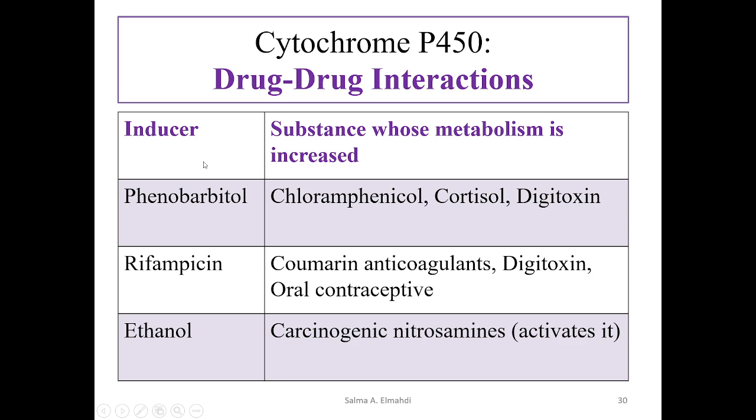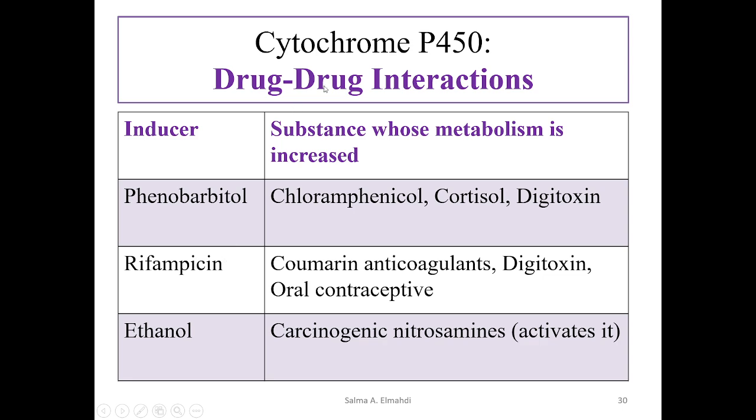Inducers of cytochrome P450 include, for example, phenytoin, which will induce cytochrome P450, and this will increase metabolism, for example, of chloramphenicol, an antibiotic, cortisol, and digoxin, a drug used in heart failure. When the metabolism of these drugs increases, they will be needed in larger doses to have the same pharmacological effect.